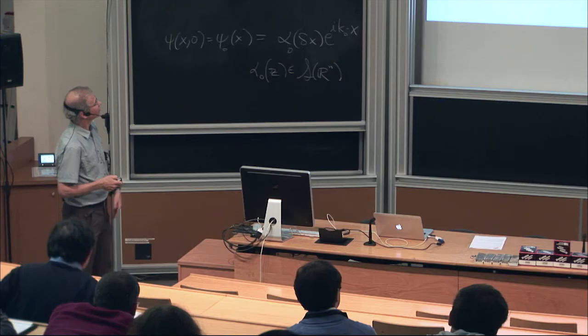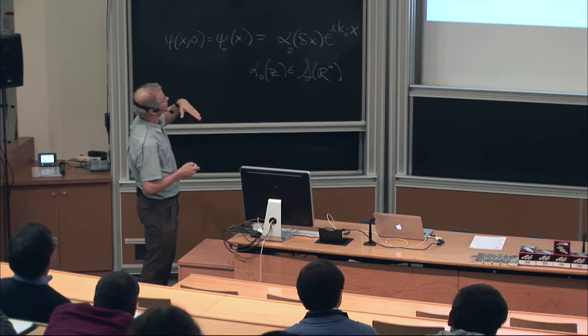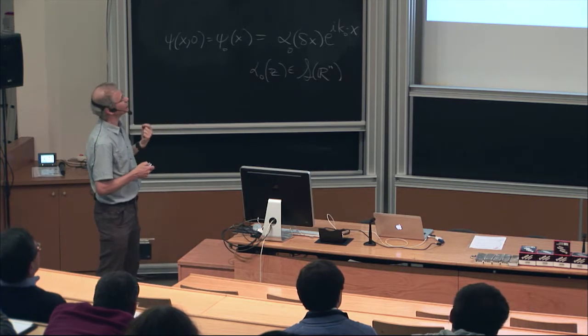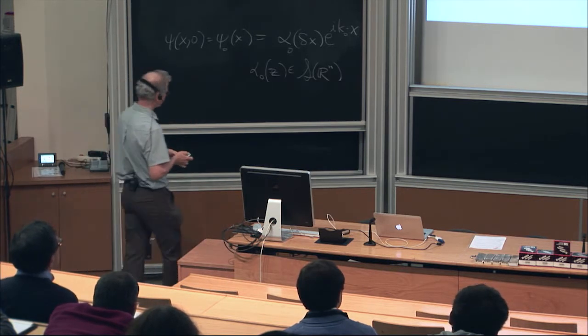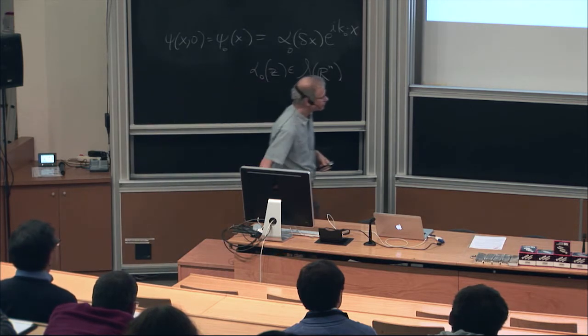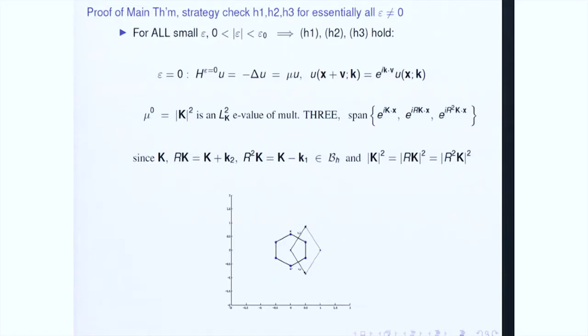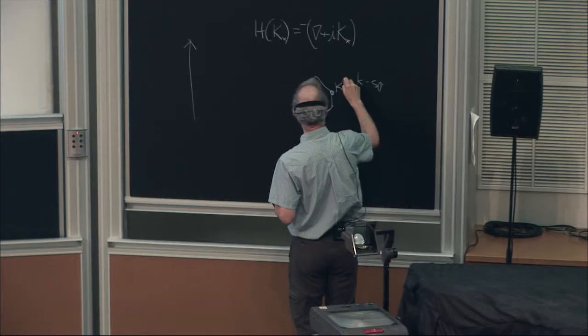So the idea is a continuation argument. We'll continue from epsilon equal to 0. If epsilon is equal to 0, here I'm interested in studying h of k, which is minus gradient plus ik, say k star, which is some point, some momentum. This is k space. This is k star.